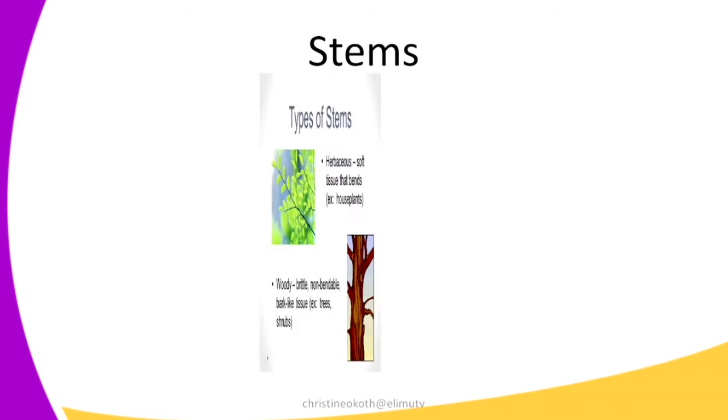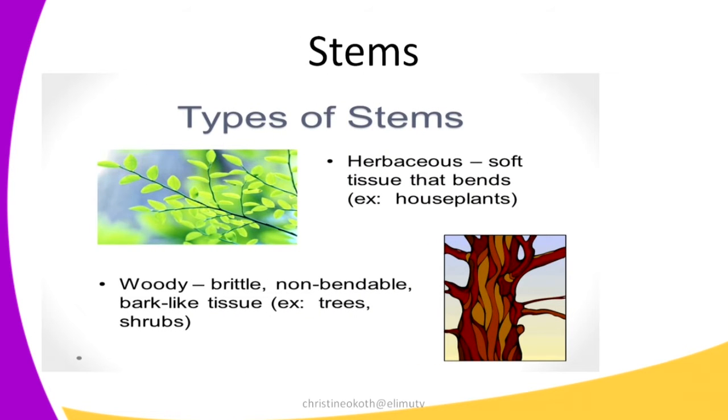We have two types of stems in the plants. We have the herbaceous stems and the woody stems. The herbaceous stems are soft tissues that bend. For example, the house plant. These ones have very soft tissues. They can easily bend or they can easily break.